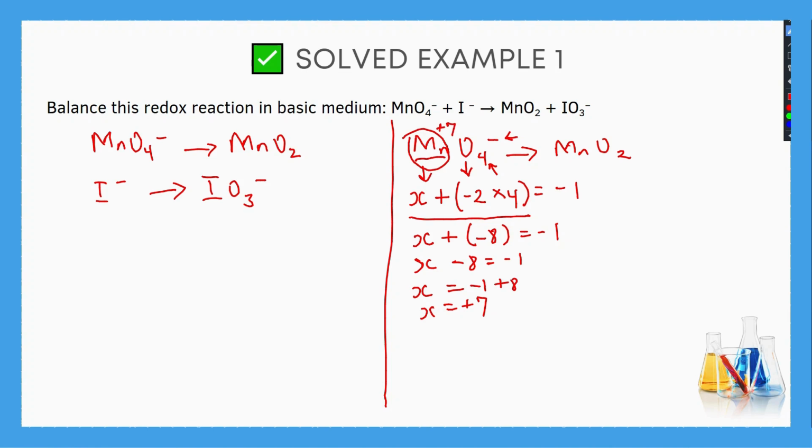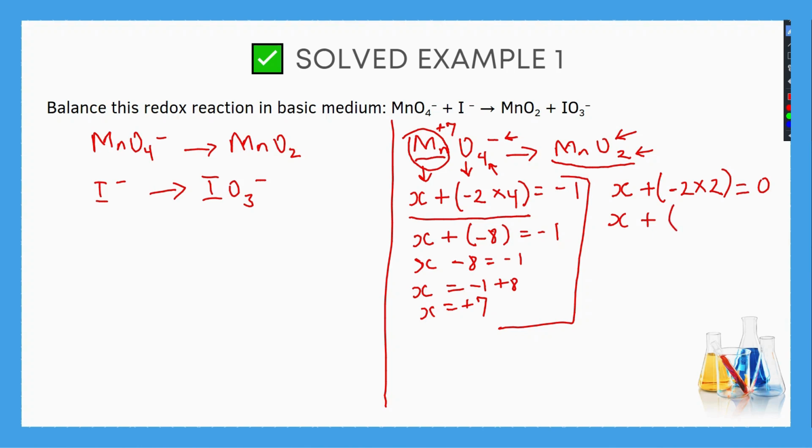Now let's find out the oxidation number of manganese in this case here. We have X, which stands for the oxidation number of manganese, plus the oxidation number of oxygen, which is -2, multiplied by the number of atoms of oxygen that we have, which is 2. Everything equal to 0. So X plus -2 times 2 gives us -4, equal to 0. So X - 4 = 0, and finally, X is equal to +4.